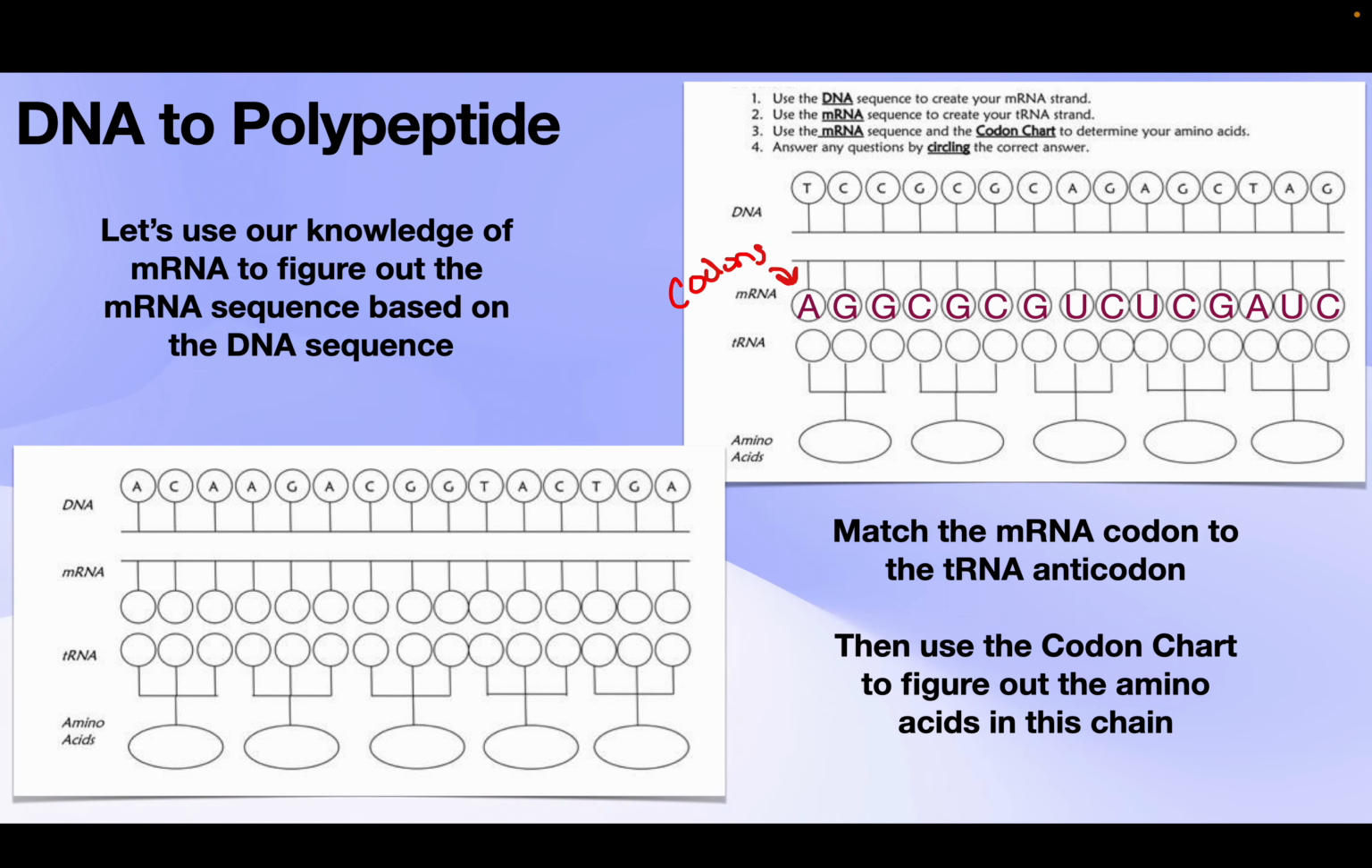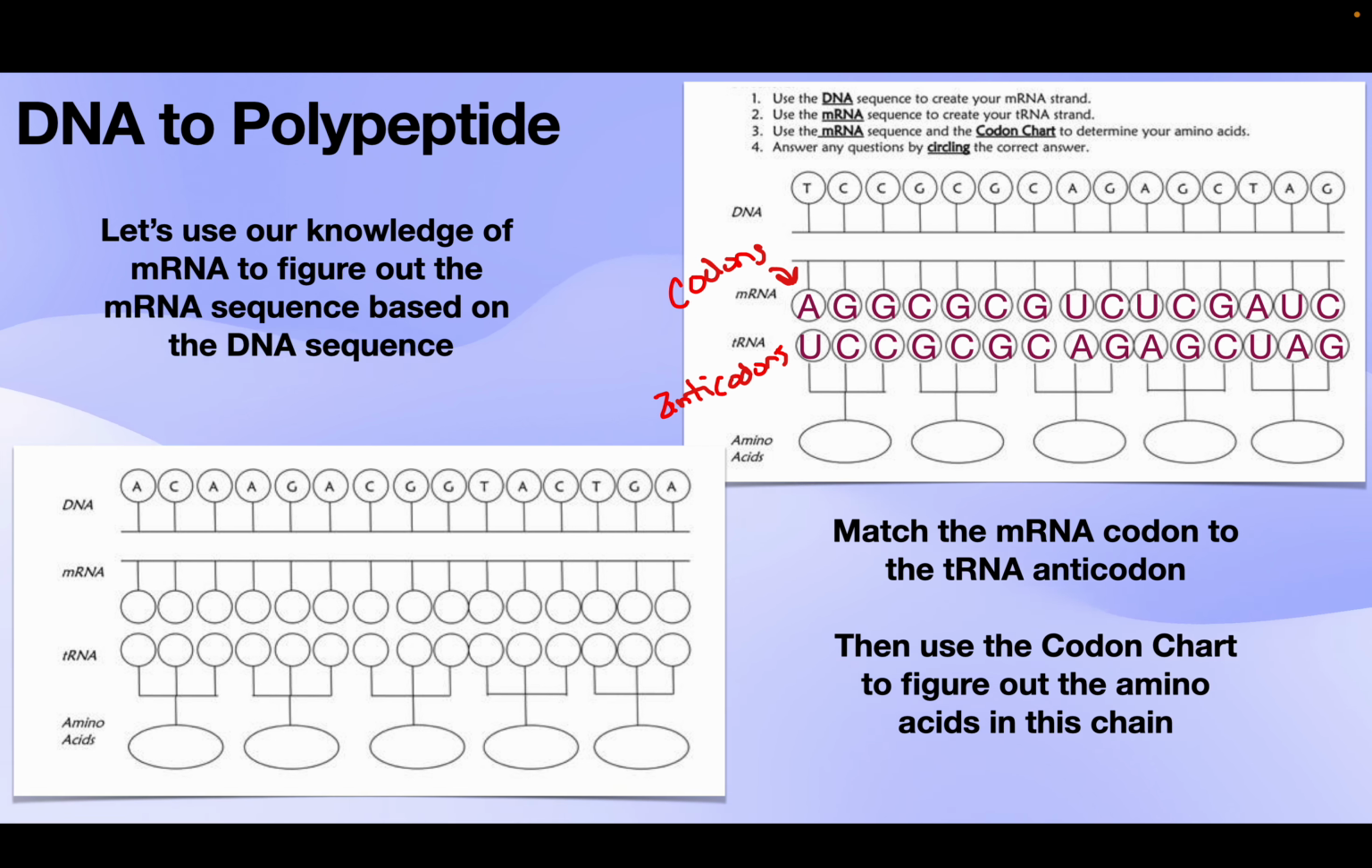That's the mRNA, right? So these are all codons. Then to figure out the anticodons in the tRNA, we're going to use complementary base pairing between the mRNA and the tRNA. So A goes with U, G goes with C, G goes with C, C goes with G, etc., all the way across.